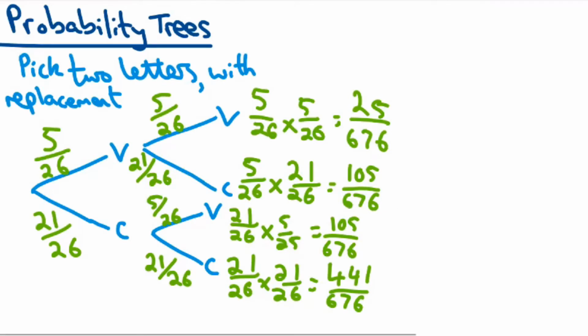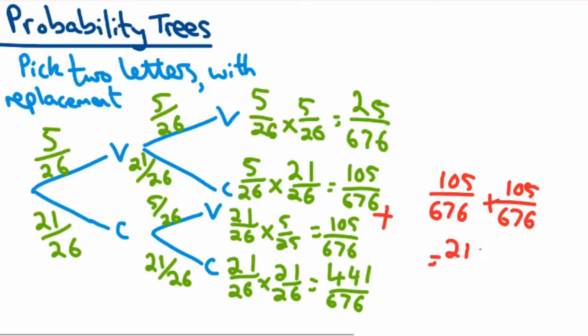So now that you've timesed along the branches, you're then going to add down the answers. So 105 out of 676, add 105 out of 676. This will equal 210 out of 676, which, if you wished to simplify, you could say is 105 out of 338.